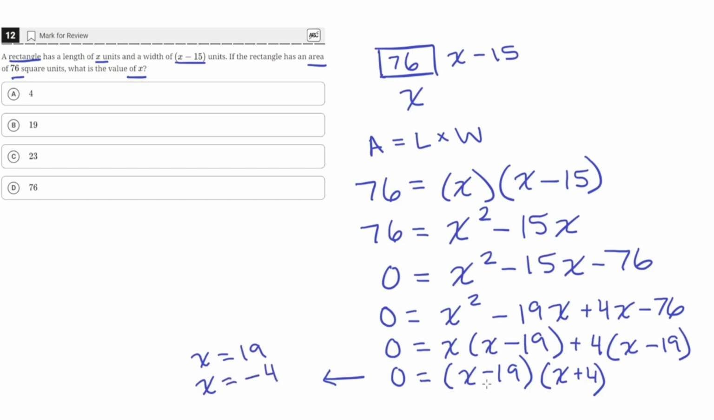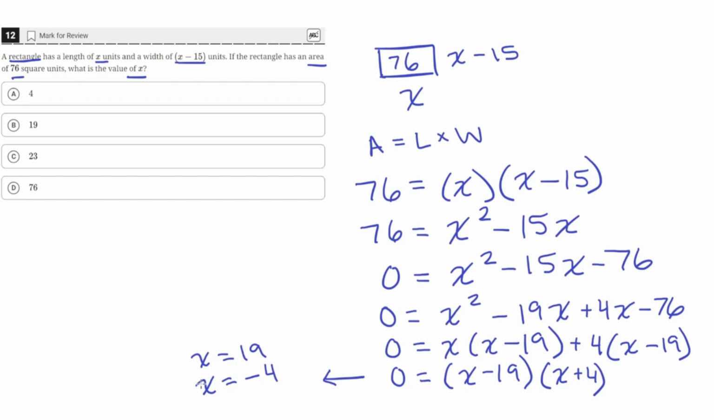Because plugging in 19 to x here will give us 0, which will make the whole equation 0, which satisfies the equation. And the same for when x is negative 4, it'll make this quantity 0, which when multiplied with this will also be 0.